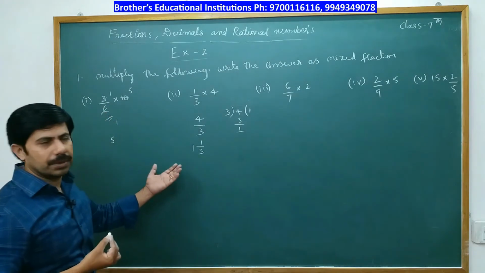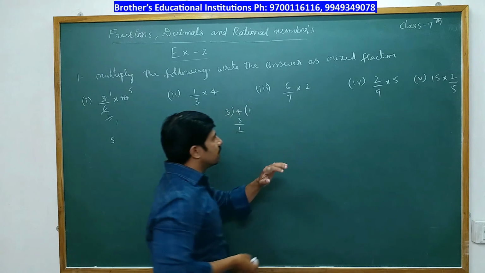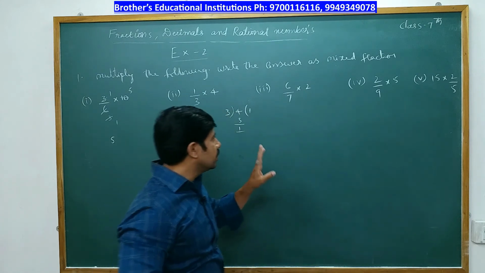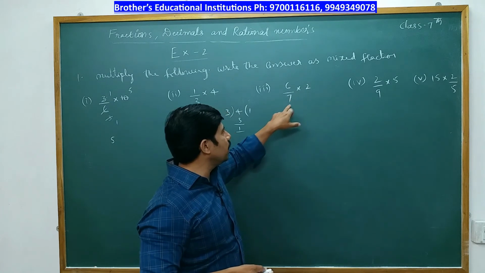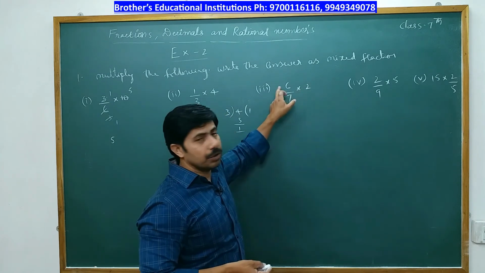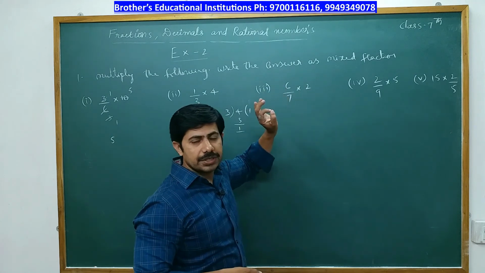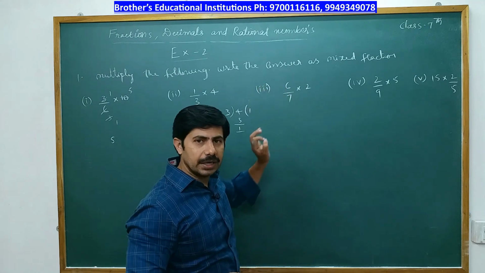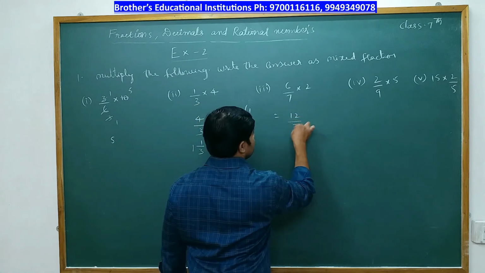Okay, this is completed. Now we'll go to the next. But here also we can't eliminate these two. Always the cancellation is done between the numerator and denominator, not numerator with numerator or denominator with denominator. You can't cancel these two, right? Cancellation is between numerator and denominator. So as we cannot cancel this, 6 2s are 12 by 7.